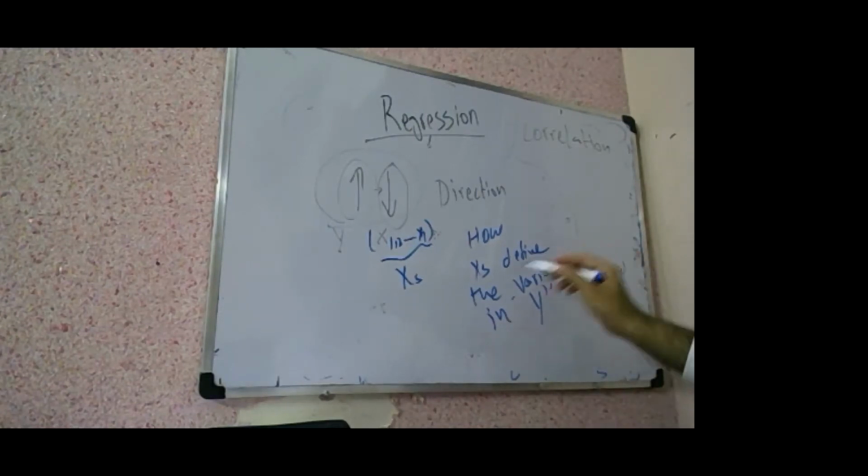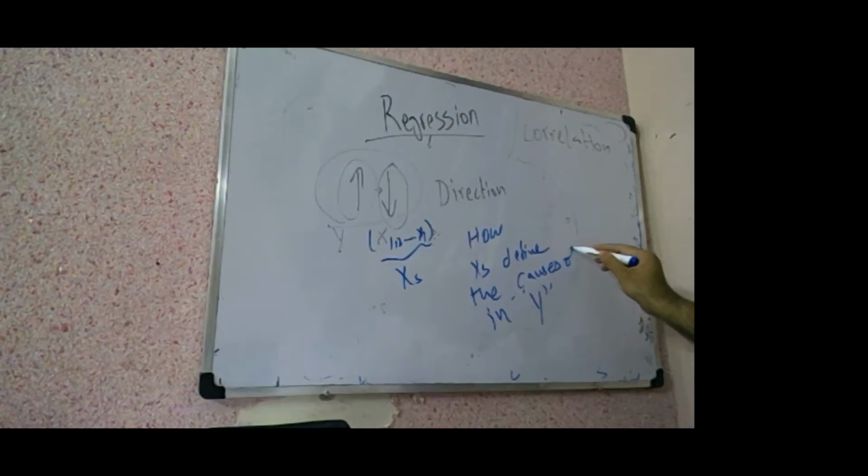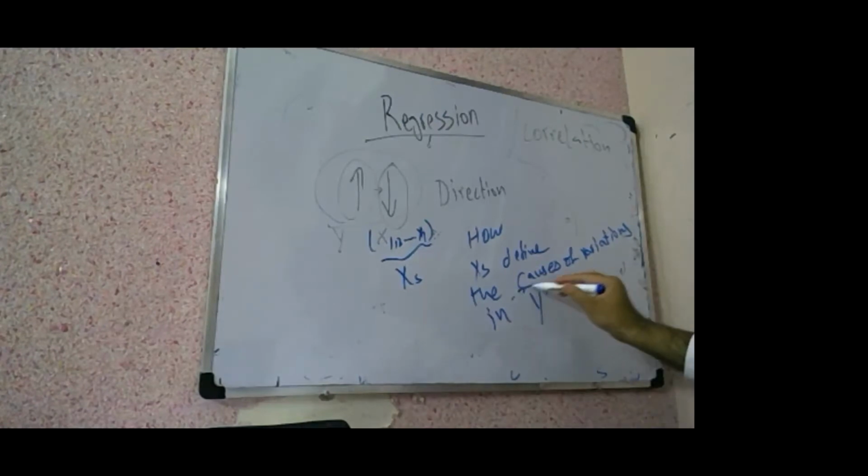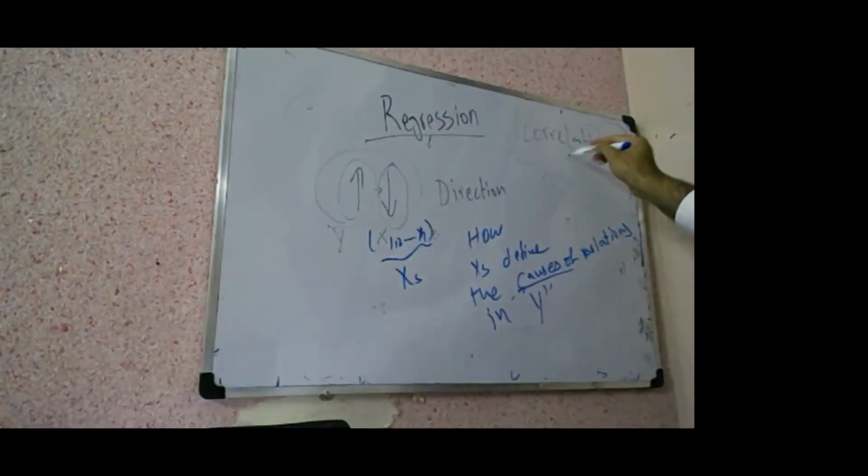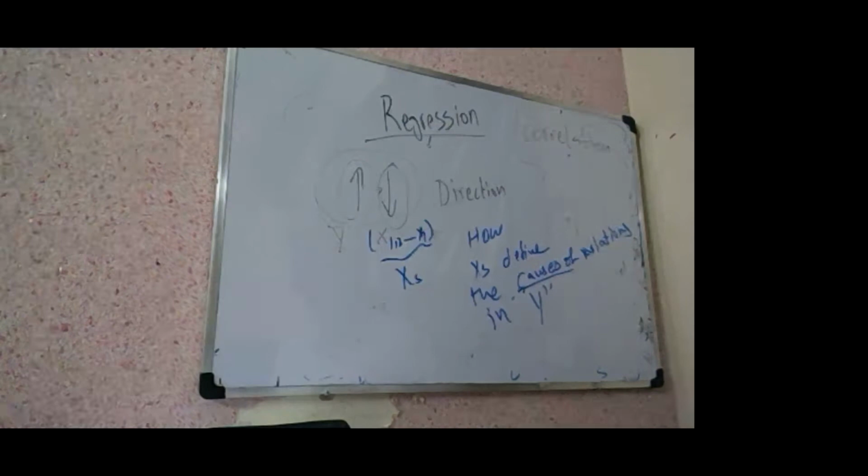It not only defines the variation, but defines the causes of the variation in y. So remember, causes of variation in y. Correlation doesn't tell us this. It only tells us the relation. It doesn't tell us how much variation there is and what the causes of the variation are, that is, if a given x increases, how much y will increase.